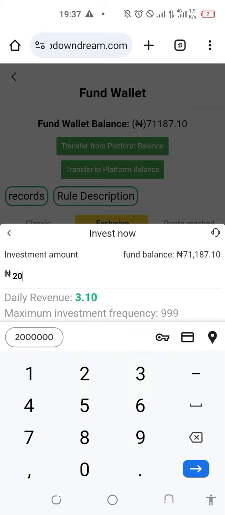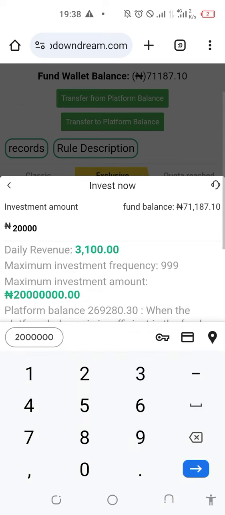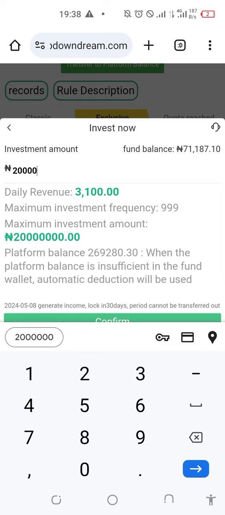I'm going to do this for real, right? So you see what I'm saying. It's saying 3,100. That's the daily revenue, right? So 3,100 times 30 days is, if I'm not mistaken, about 93,000 naira. So that'll be my profit plus the 20,000 naira investment amount, right? So I believe in taking risks as a person.